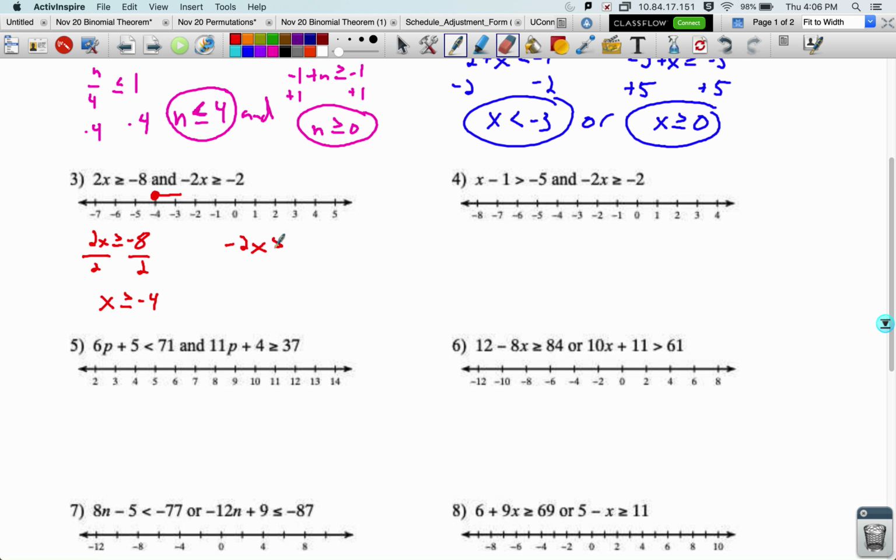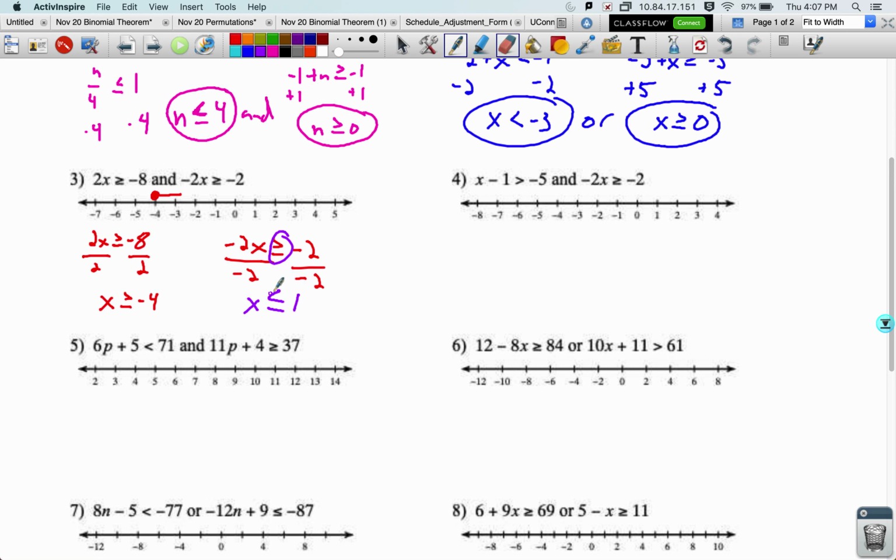Negative x is greater than or equal to negative 2. Got to get rid of that coefficient, so I divide both sides by negative 1. But this is the first time this has happened in this worksheet. We divided by a negative right here, so the inequality flips direction. It goes from pointing to the right to now pointing to the left.